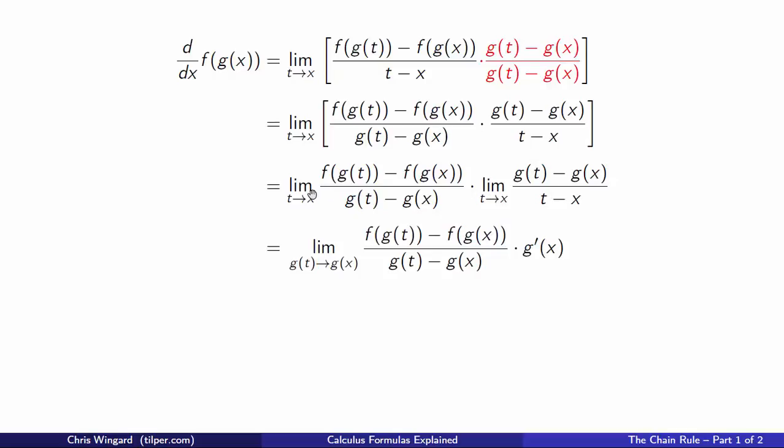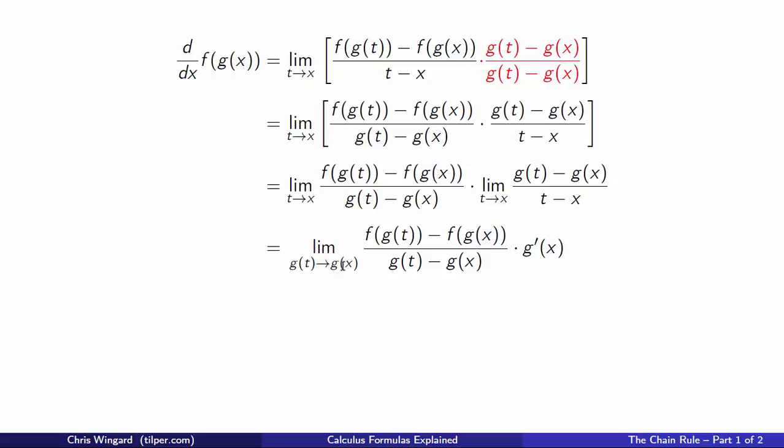Now what's going on over here? Well, as t goes to x, what happens with g? As t goes to x, g of t goes to g of x. And we know that's true because g is continuous, and that's what it really means to be continuous, that as t goes to x, g of t goes to g of x. And we know that g is continuous because g is differentiable, and g has to be differentiable, otherwise it doesn't even make sense to talk about this.